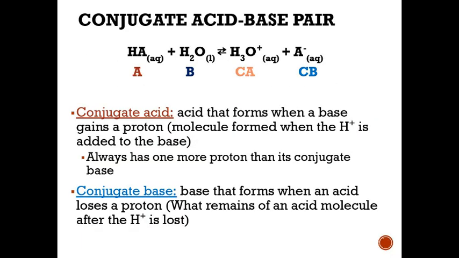Now let's define exactly what we mean by conjugate pairs. A conjugate acid is what you get when a base grabs that proton. It has one more H than the base did. A conjugate base is what's left behind when an acid donates its proton. It has one fewer H than the original acid. In our water reaction, H3O+ is the conjugate acid of water, and A- is the conjugate base of HA. They're always paired because they differ by exactly one proton. This relationship is how we verify we've identified the pairs correctly.